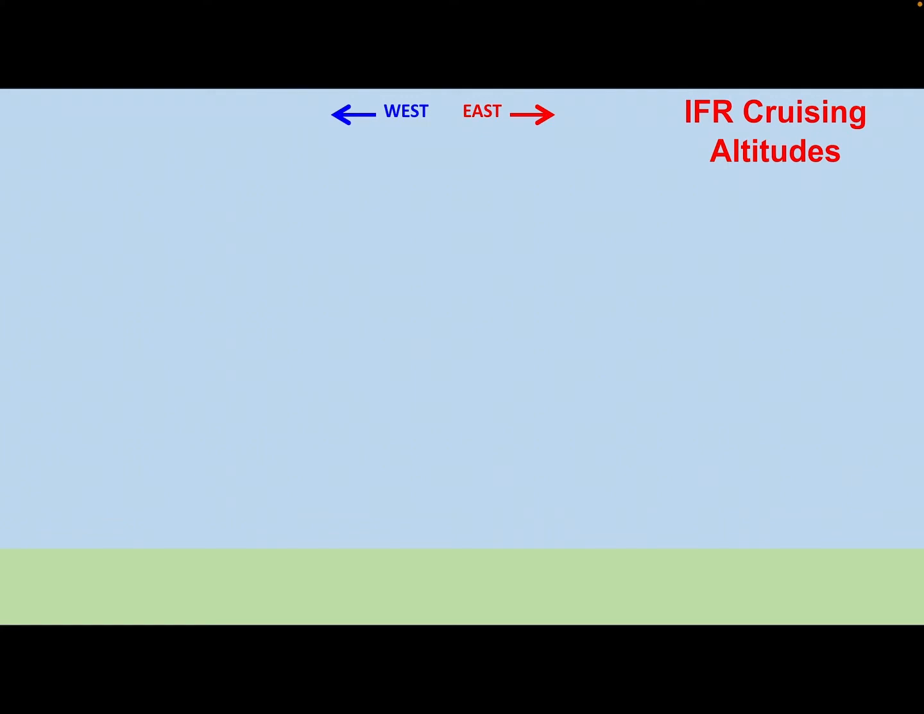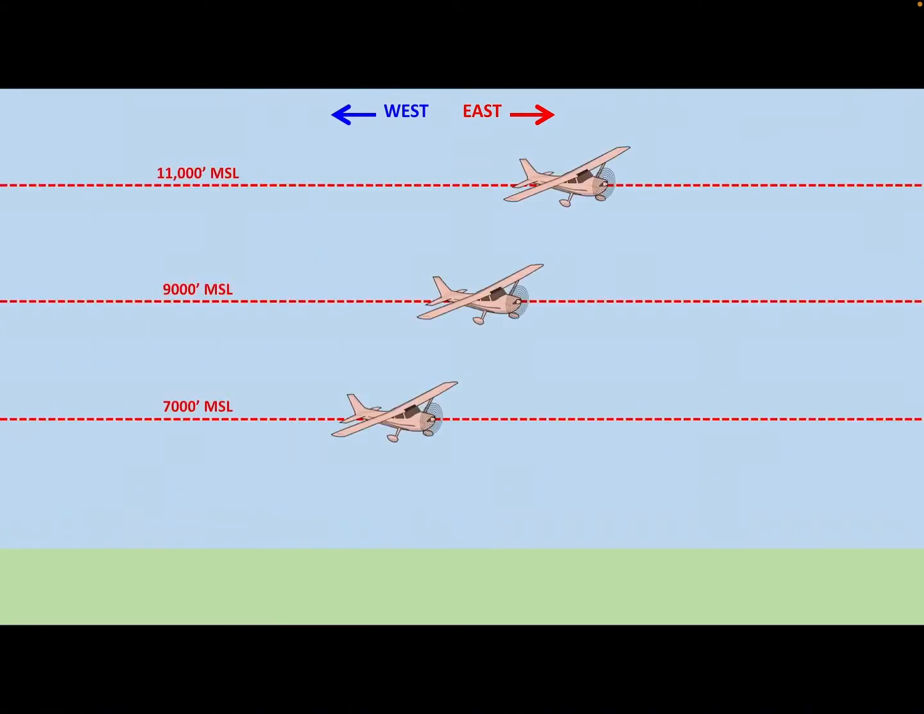And just like with VFR flight, there are also IFR cruising altitudes under the hemispherical rule. With IFR, the hemispherical rule is as follows. When traveling on a magnetic course from 0 to 179 degrees, or easterly, IFR aircraft are required to fly odd thousands of feet MSL, like we see here, 7,000, 9,000, or 11,000 feet, for example, here in the red aircraft.